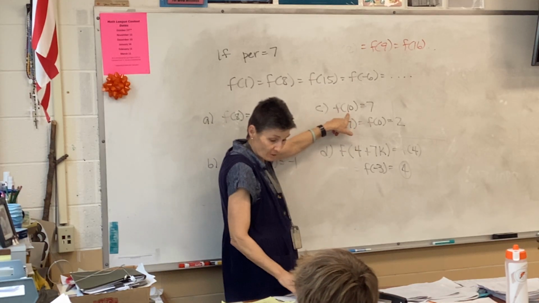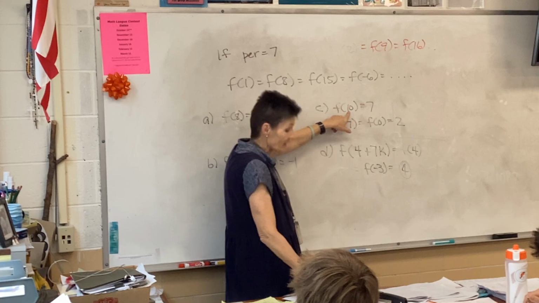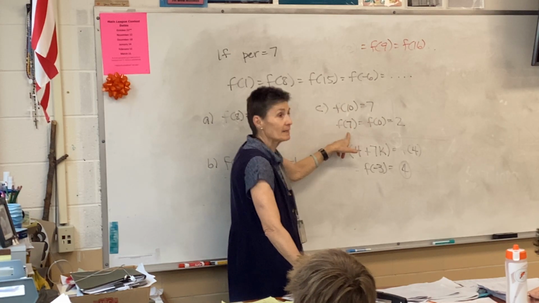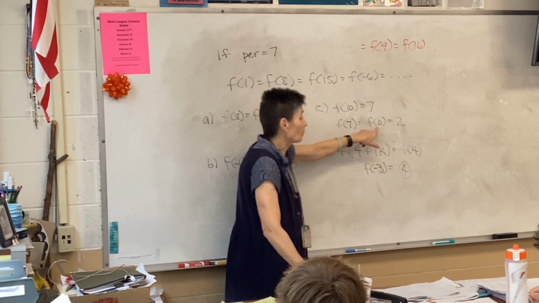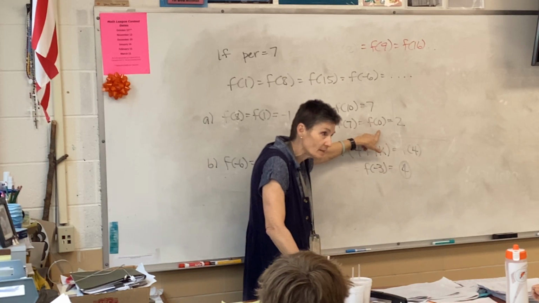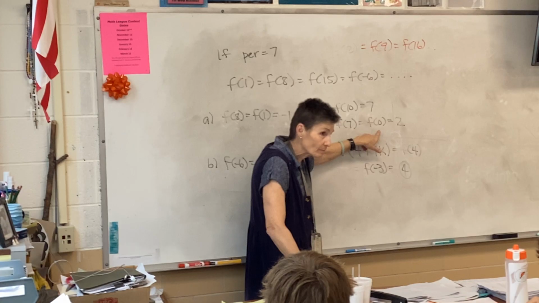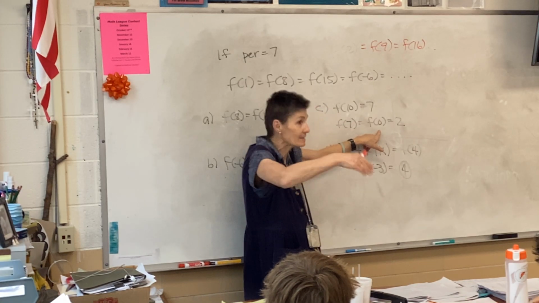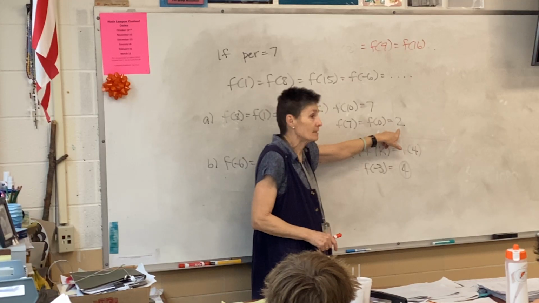F of 10 for C is a composition. F of 10 actually was 7. They gave me that one. But then I had to find f of 7, which will be the same as f of 0, or f of 14, or f of 21, I add 7s, right? And that is 2.